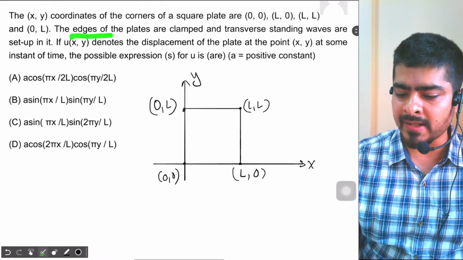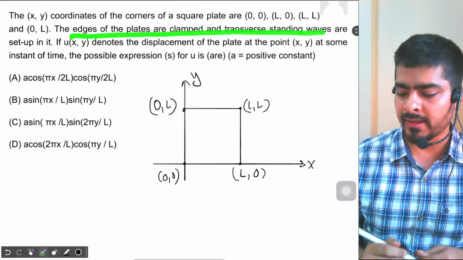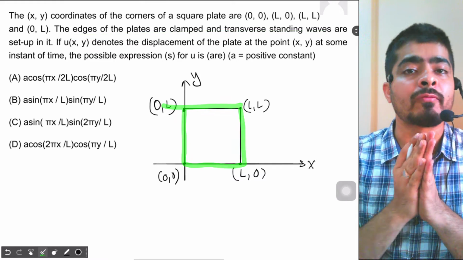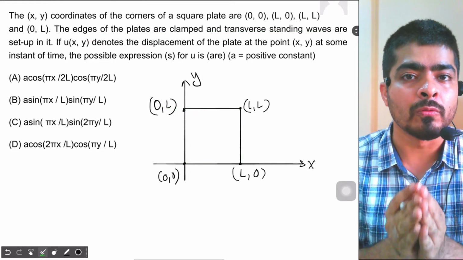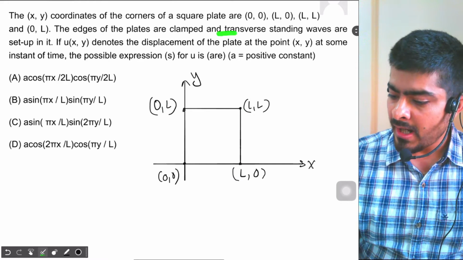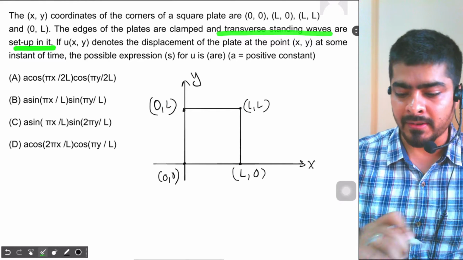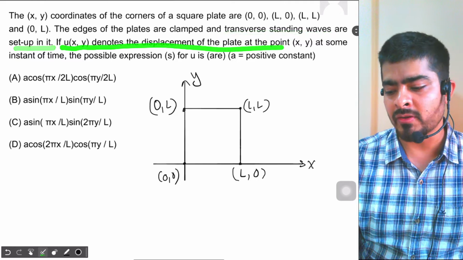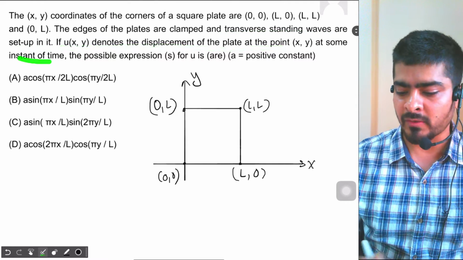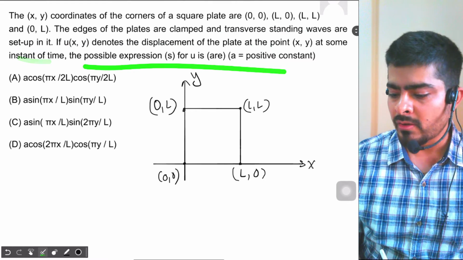Now the edges of the plate are clamped. Okay, the four edges are clamped means what? They cannot vibrate. The edges cannot move. That means they will be forming nodes. And transverse standing waves are set up in it. If u x comma y denotes the displacement of the plate at the point x comma y at some instant of time, the possible expressions for u are.